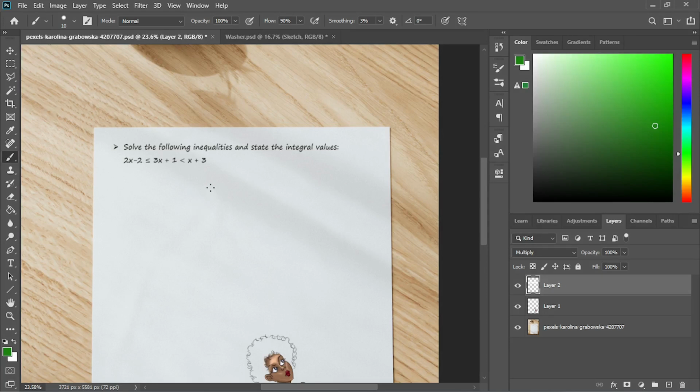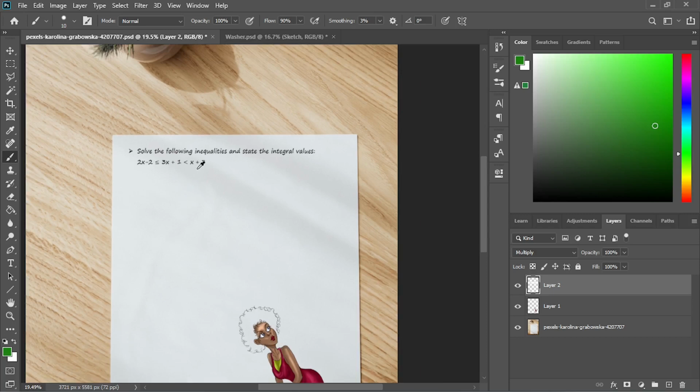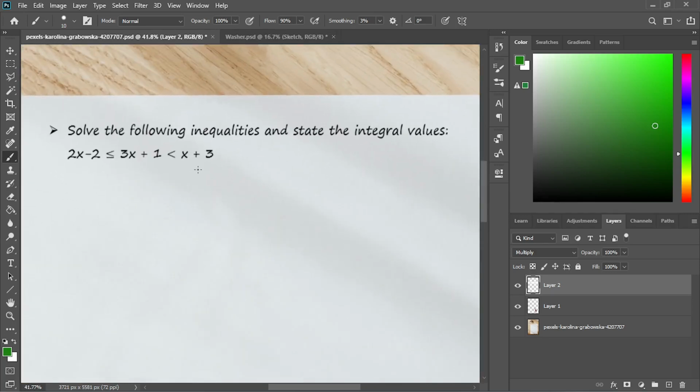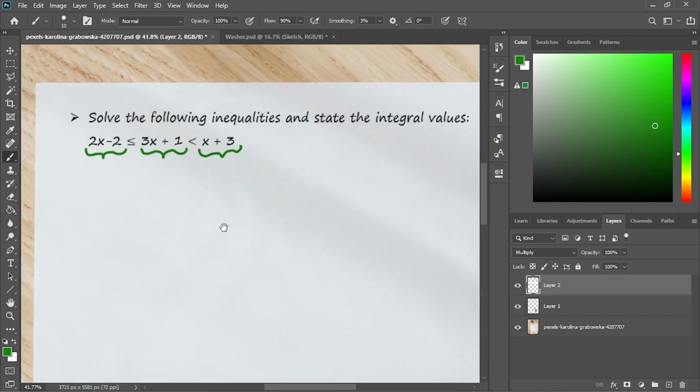Hello. So today we are going to work out a question of linear inequalities, and the question says solve the following inequalities and state the integral values. So we have 2x minus 2 is less than or equal to 3x plus 1 and less than x plus 3. So for such questions we do them in two sets.